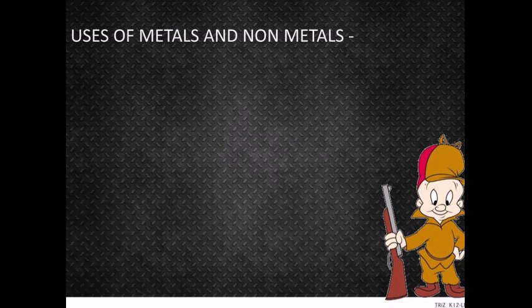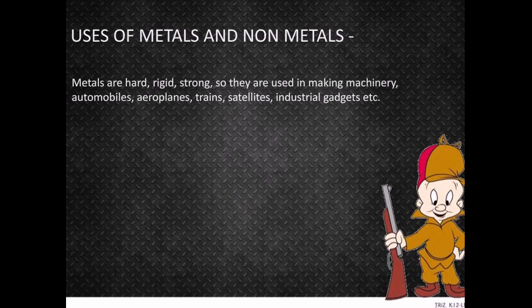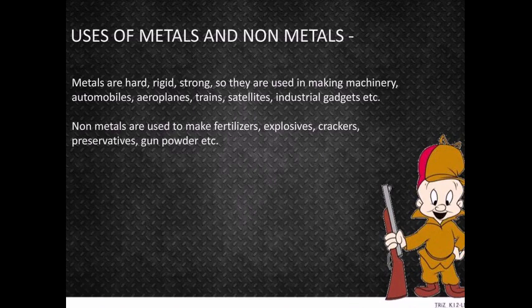Use of metals and non-metals. Metals are hard, rigid, strong, so they are used in making machinery, automobiles, aeroplanes, trains, satellites, industrial gadgets, etc. Non-metals are used to make fertilizers, explosives, crackers, preservatives, gunpowder, etc.